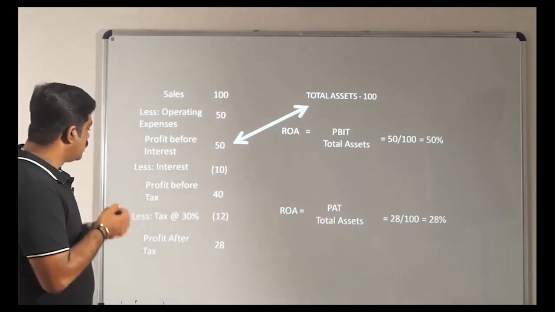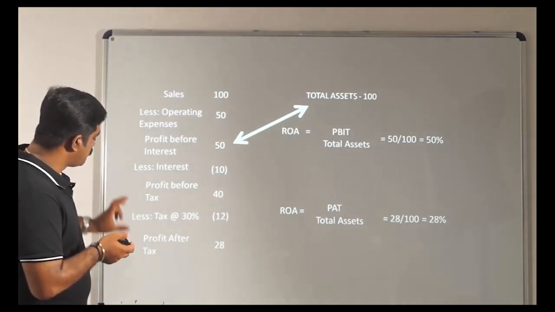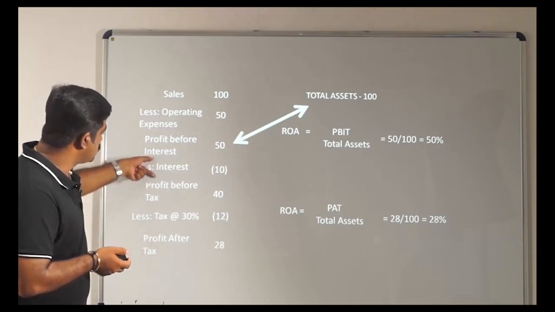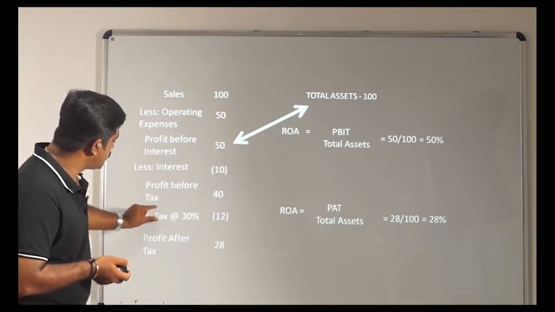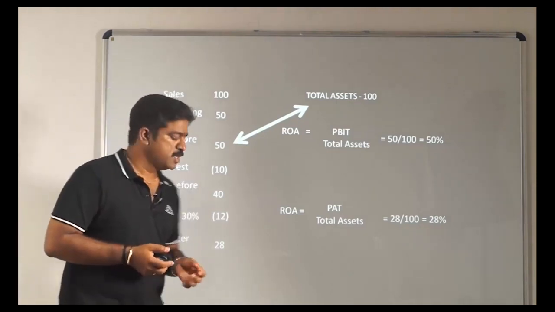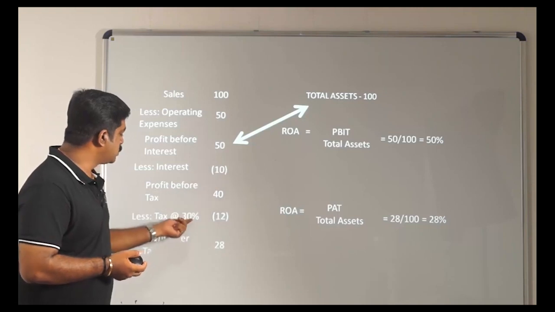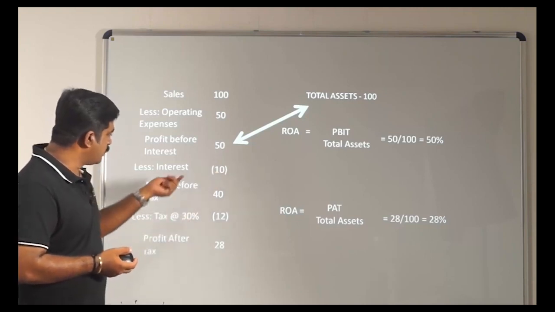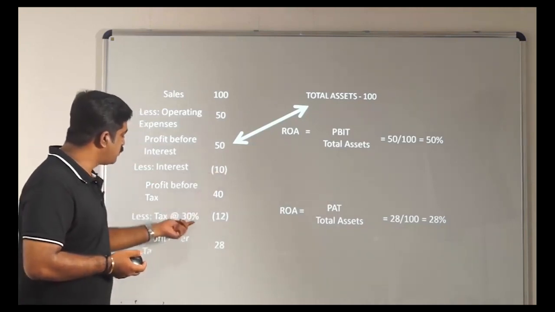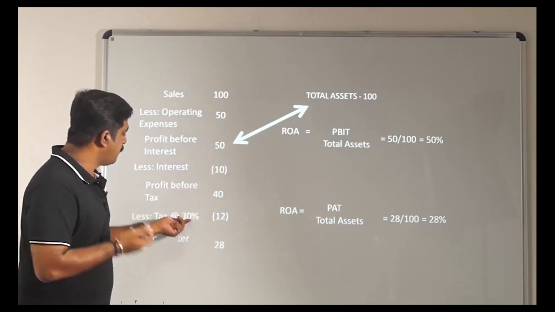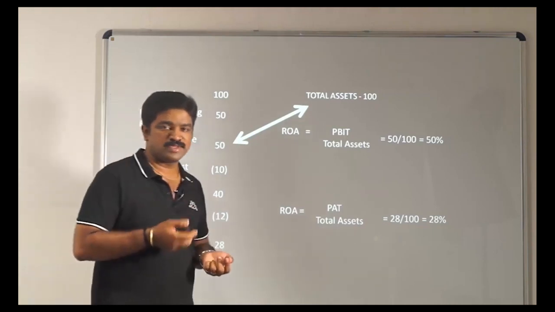And in the third case, which is a little unique, we take profit after tax, we add interest, but at the same time we subtract the tax benefit on interest. Now what is the tax rate? 30%. What is the interest? 10. 10 into 30% is 3. So when we add back 10, we have to exclude the 30% on 10. So 10 minus 3, what we will be adding back is only 7.